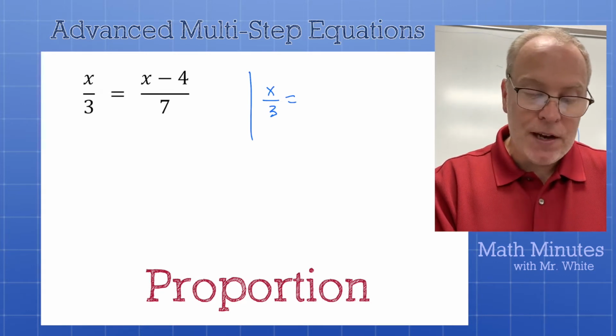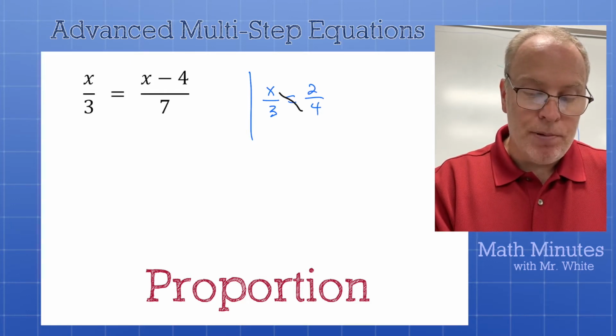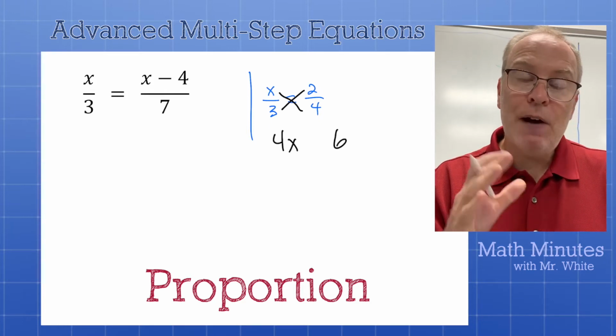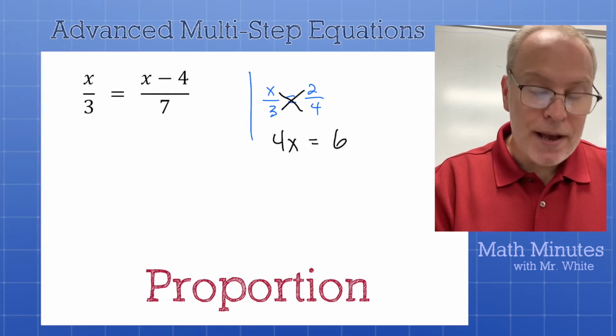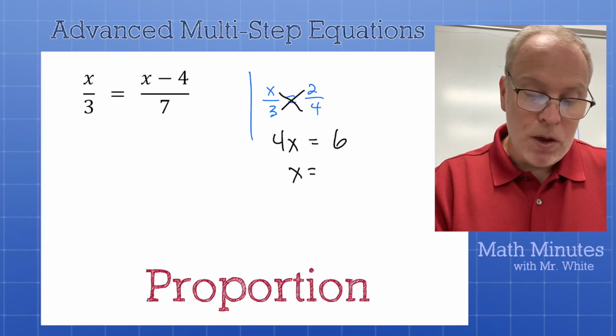When you have one fraction equals another fraction, a great way to solve proportions is by cross multiplying. So this would be 4x and then 6 when you find those cross products. 4x has to equal 6, so x equals 6 over 4, right? Which is 3/2.